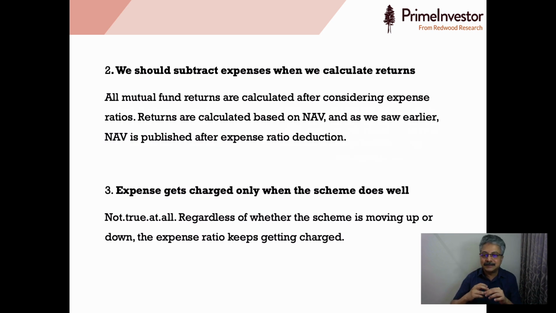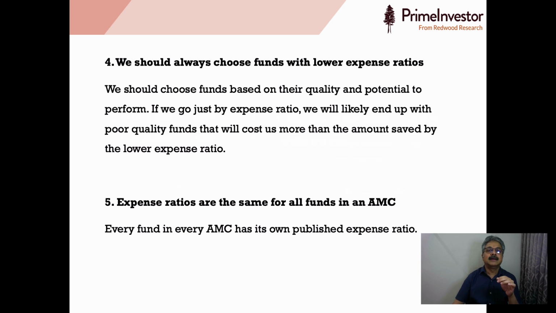We should subtract expenses when we calculate returns. No, you don't need to do that. Every day NAV is published after taking expense ratio into account, so you do not need to explicitly subtract expense ratio or do some complicated math to arrive at your return calculations. Some people think that expense gets charged only when the scheme does well. Please, not at all. Expense ratio gets charged whether the scheme goes up or down every single day. We should always choose based on expense ratio. We spoke about this a few minutes back. You have to choose based on fund quality, and finally you can take expense ratio into account, but not initially.